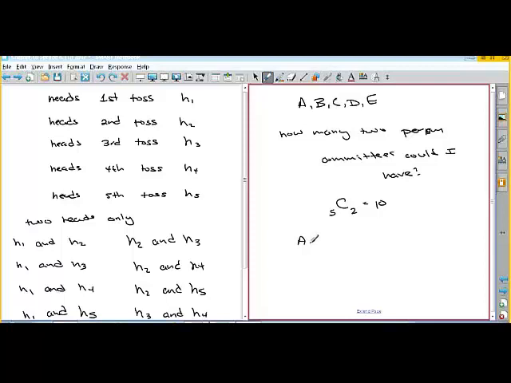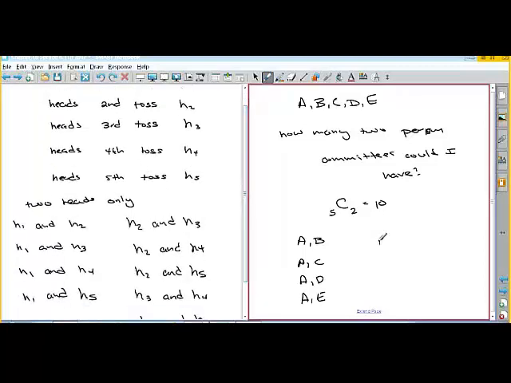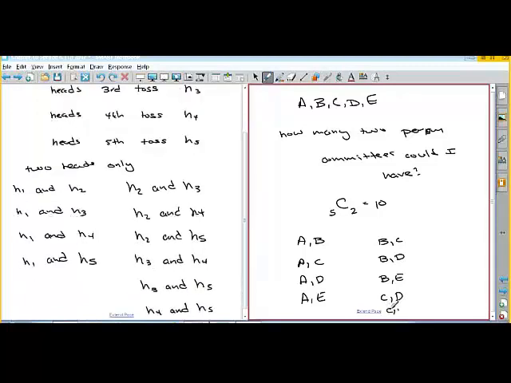What I'm really doing is I could list all the different committees. I could have person A and person B, person A and person C, person A and person D, person A and person E. I'm trying to be exactly the same as what I have over here. I could have person B and person C, person B and person D, person B and person E, person C and person D, person C and person E, and person D and person E. So those are my 10 different committees that I could form. I've just listed them out.